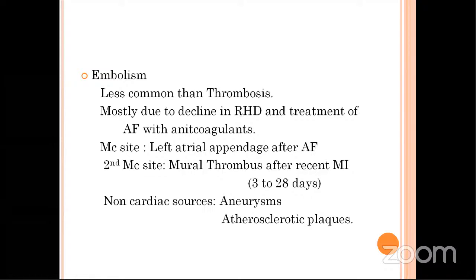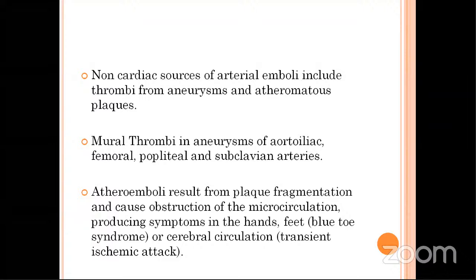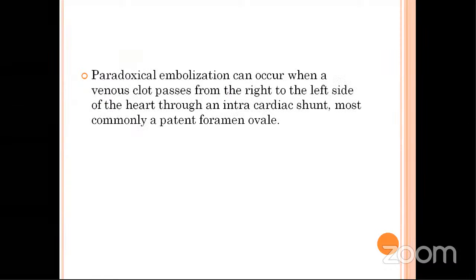The other non-cardiac sources of embolic arterial occlusion are aneurysms and atherosclerotic plaques. Mural thrombi in aneurysms of the aortoiliac, femoral, popliteal and subclavian arteries can also cause embolic arterial occlusion. These atheroemboli result from plaque fragmentation and can obstruct the microcirculation and produce symptoms in the hands and feet, which is known as blue toe syndrome. It can also cause symptoms by obstruction of cerebral circulation, as in transient ischemia. Also, paradoxical embolization can occur when a venous clot passes from the right to the left side of the heart through an intracardiac shunt, most commonly a patent foramen ovale.